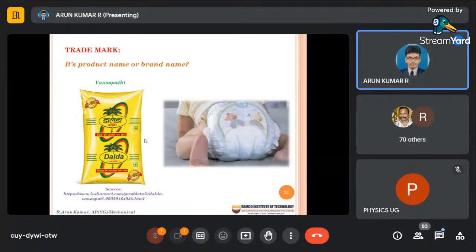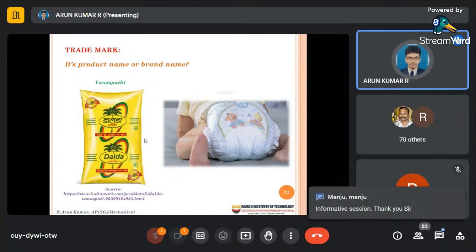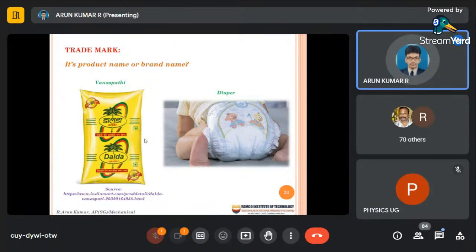Similarly, see this one, the actual name of the product is diaper, but what we used to call it is Pampers. Pampers is one of the companies which manufactures this diaper. Just imagine you are going to a shopkeeper and asking for this product. If you ask him for a diaper, the question will come: which brand do you want? Either Pampers, or Mammy Poko Pants, or Huggies, whatever it may be.